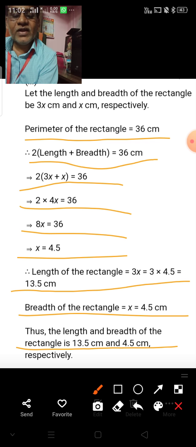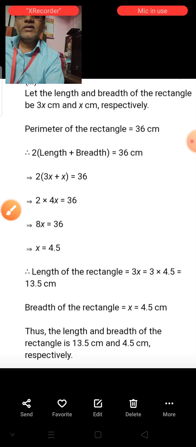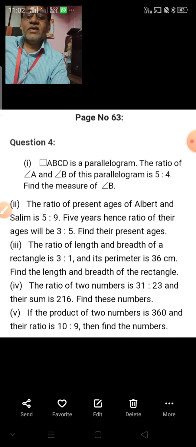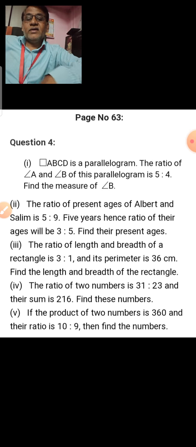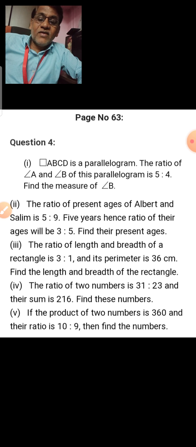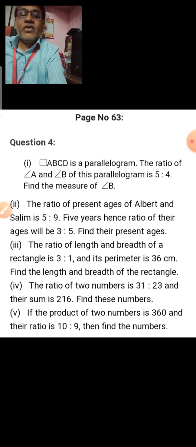How to find out the length and breadth of the given rectangle. Now come to the next question. The next question is here, the fourth question. The ratio of two numbers is 31 is to 23 and their sum is 216. Find these numbers. The ratio of the numbers is given and the sum of the numbers is given, and you have to find out the numbers.